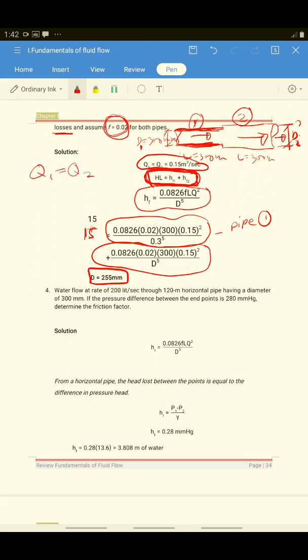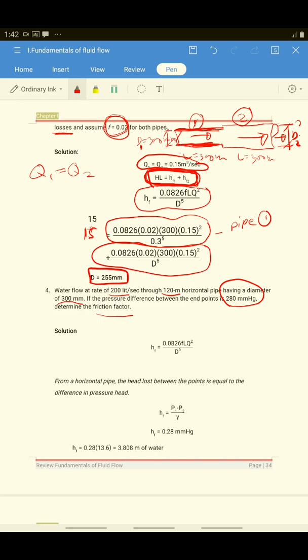Okay, for number 4, water flows at a rate of 200 liters per second through a 120 meter horizontal pipe having a diameter of 300 mm. If the pressure difference between the endpoints is 280 mm of mercury, determine the friction factor.